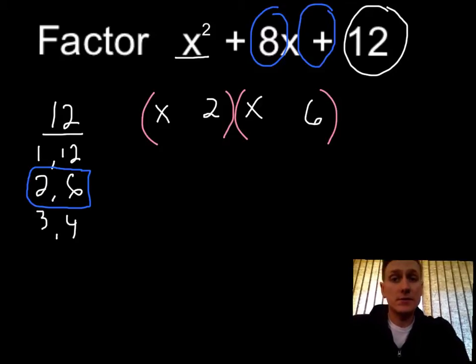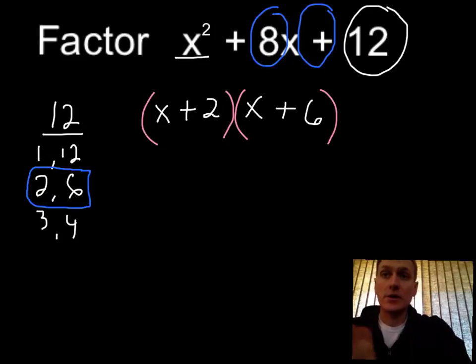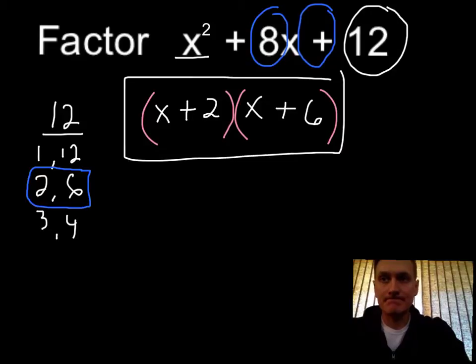What's nice about this is you can use a sign chart. If both of the signs in a trinomial are positive, you see a plus in the first part and a plus in the second part. Both of your signs in the parentheses are also going to be pluses, addition signs. So here we have our fully factored form of x squared plus 8x plus 12. And again, you could always check your work using the FOIL method.